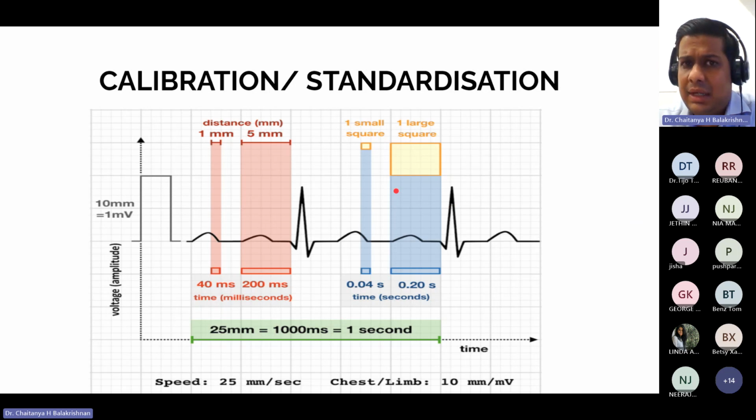Why are these calculations important? When you're defining certain AV conduction blocks, or whether it's a broad complex or a narrow complex tachycardia, the number of boxes occupied by the complex or the segment is critical. So you need to ensure that your calibration and standardization is correct.